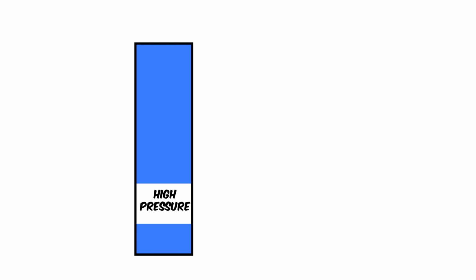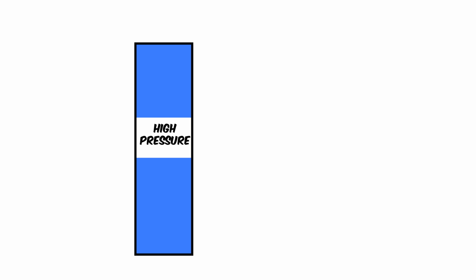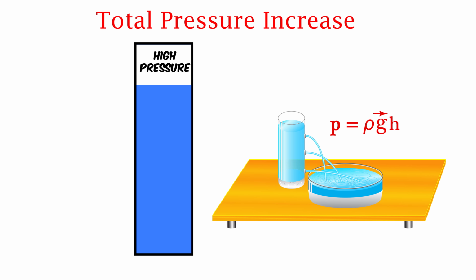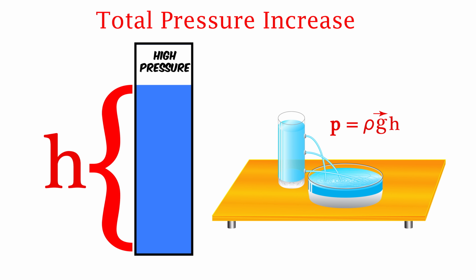So the bubble carries the high pressure it had at the bottom of the container to the top of the container. So the pressure at the top used to be zero gauge pressure, but now this high pressure bubble is there pushing down on the water below it. So the pressure of the whole tube increased by the pressure of that bubble, which was density times gravity times the height of the water column.